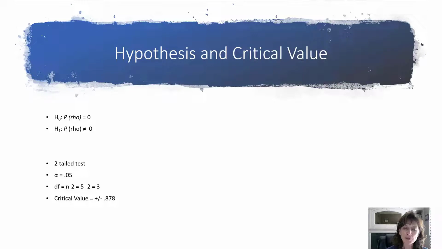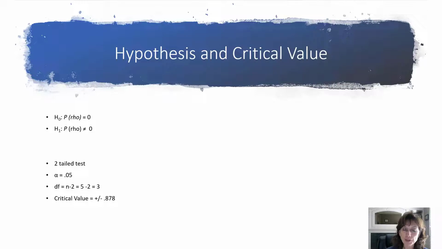I also am using my research hypothesis, H1. I'm simply saying here that the correlation between X and Y is not going to equal 0. It will be something else. It's something that is not 0. That's a two-tailed hypothesis.